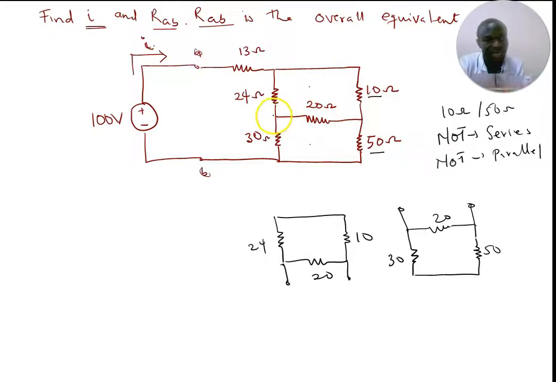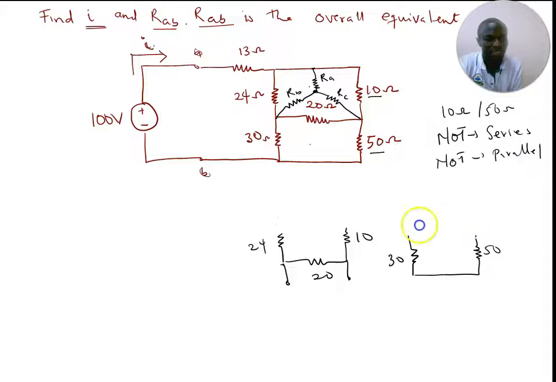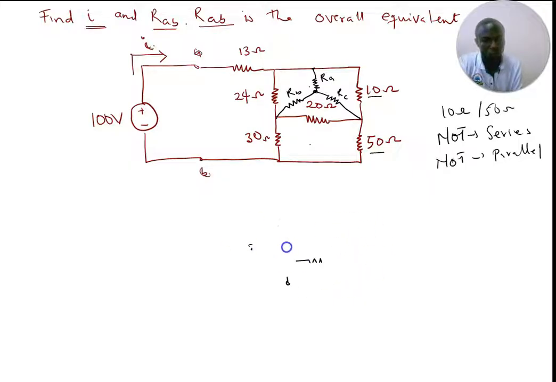I can convert the top side to a star, something like this. Then I have a resistor here. So I have RA, RB, and RC. You stick to only one. You can convert what is up there, or you can convert what is down there. Any of the two, you should get it correct.